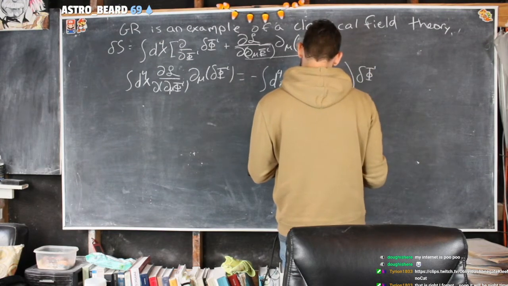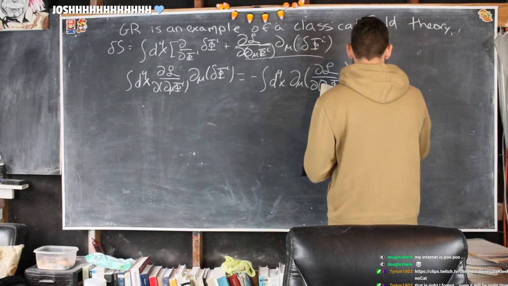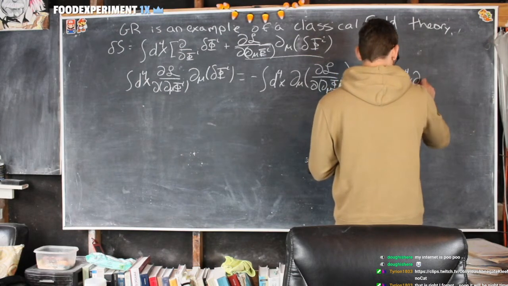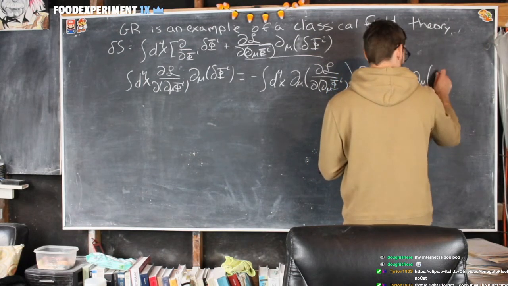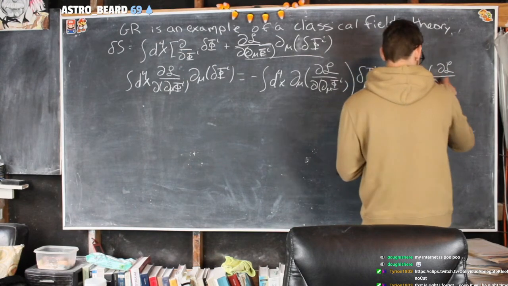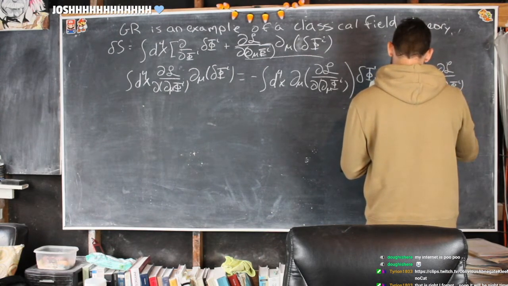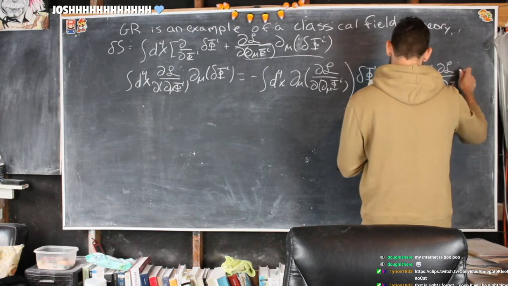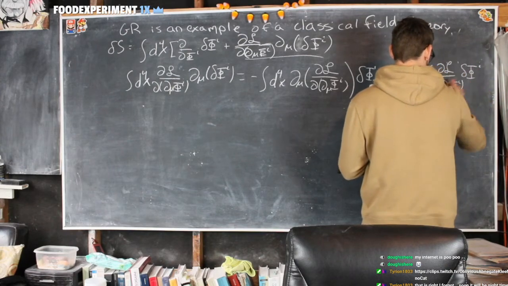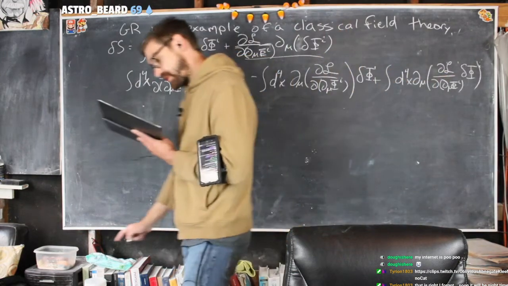Variation of the field. Can I fit this all in one line? I'm going for it. The integral in 4 space of the derivative of the Lagrangian with respect to the derivative of the field, times the variation of the field. And the goal is to isolate the variation, right?